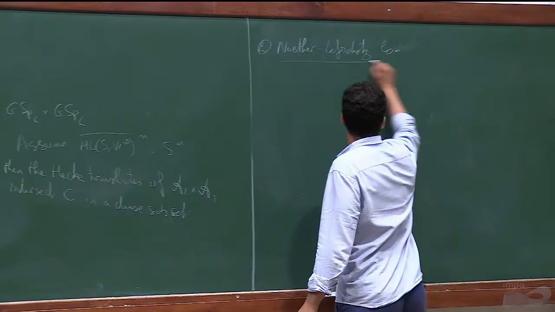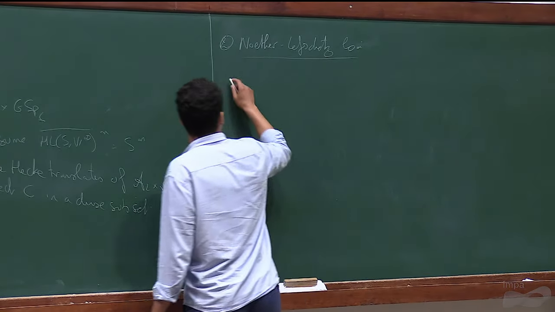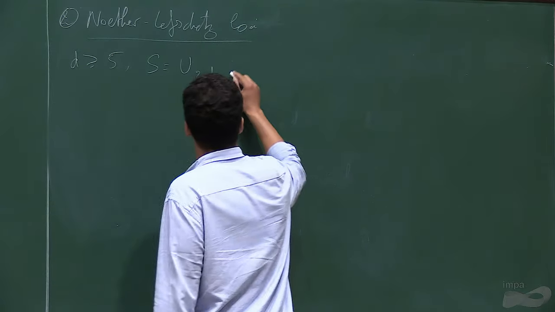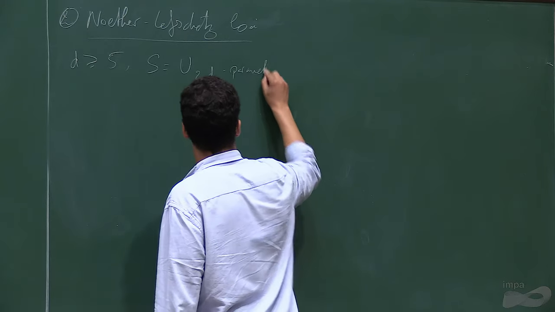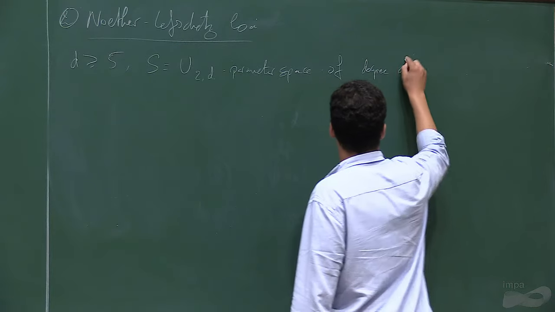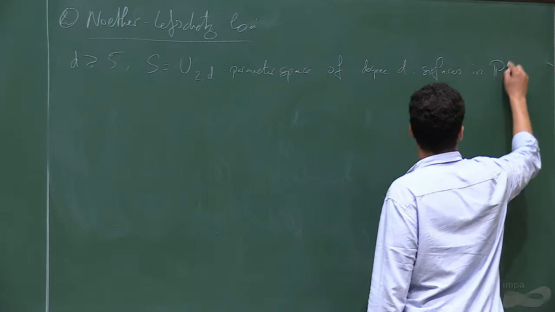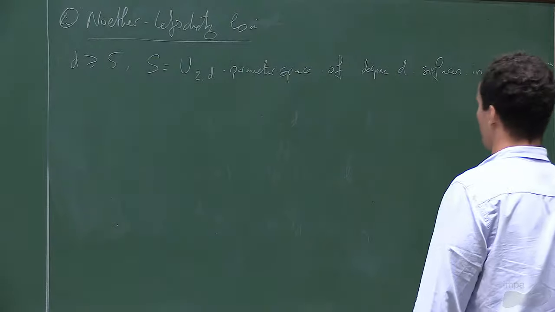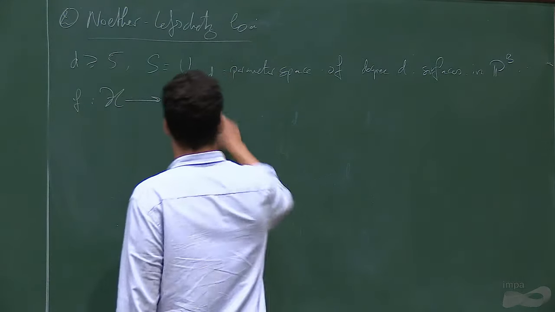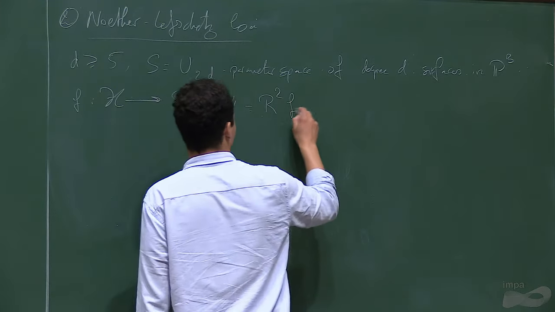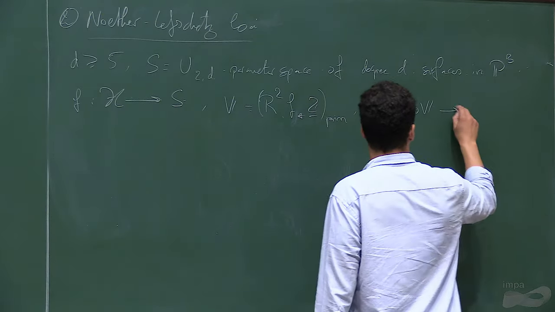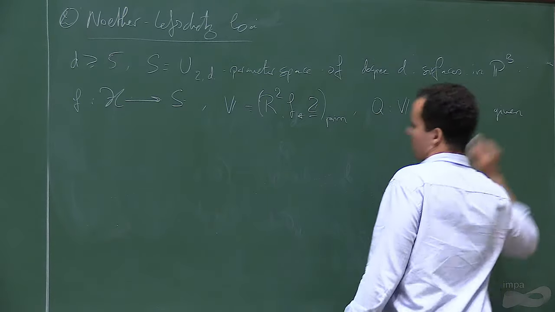No? Okay, so now let's talk about Noether-Lefschetz. More precisely, I'll take some d bigger than 5, and S will be the parameter space of degree d surfaces in P3. I will be interested in the Noether-Lefschetz locus of this. So I have the universal family of hypersurfaces over this, and I look at the variation given by the primitive part of the cohomology of the fibers. Maybe I can write Q for the polarization given by the cup product by the hyperplane section.